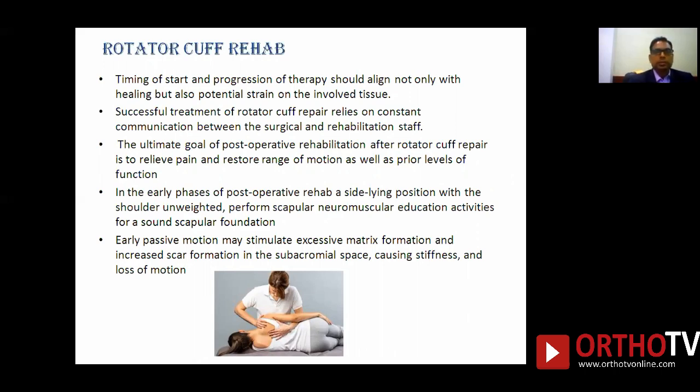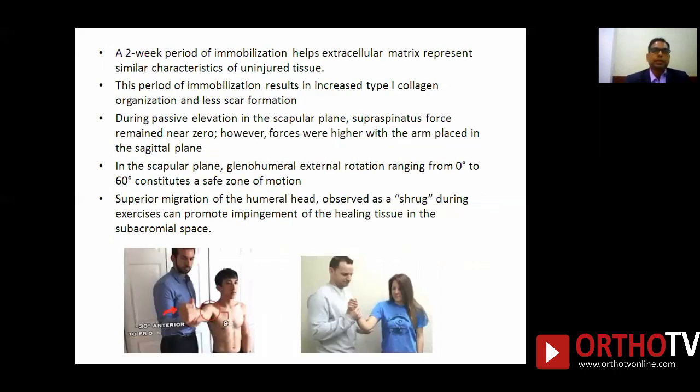Early passive motion, which was started recently to gain range of movement, is actually not very good, because if we start the range of motion early, there is a higher formation of scar tissue, and that can cause stiffness and loss of motion. So a 2 weeks period of immobilization is extremely important, so that there is development of type 1 collagen, as the natural tissue which was present before the injury.